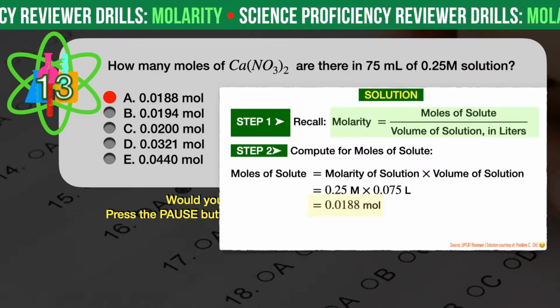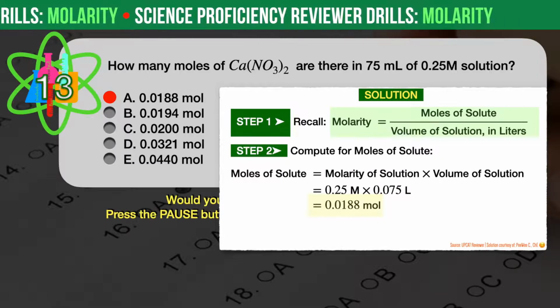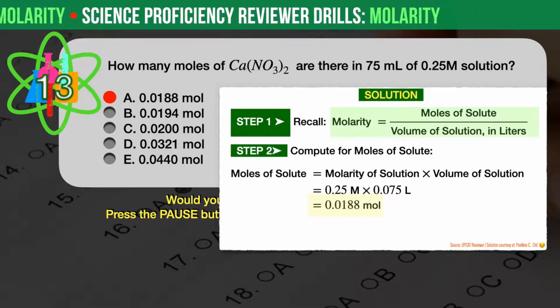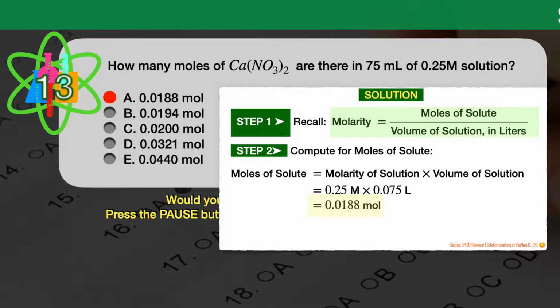From our molarity formula, we can compute for moles of solute given the molarity and volume of the solution as moles of solute equals molarity times volume. We should arrive at 0.0188 moles as our answer.